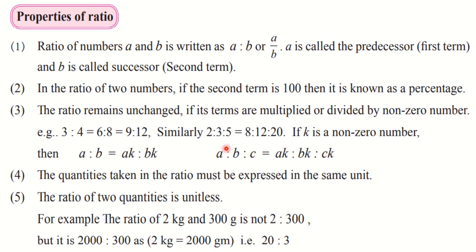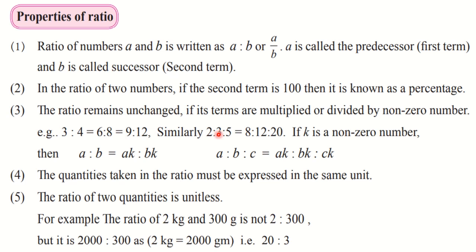Okay, you can take an example. 3 is to 4 is the same as 6 is to 8 is the same as 9 is to 12. That means here in the second case, both the numbers are multiplied by 2. 3 2s are 6 and 4 2s are 8. Then also the ratio is going to remain the same. If you multiply by 3, then also the ratio is going to remain the same. If you multiply by 100, then also the ratio is going to remain the same. That means you can multiply by any non-zero number, and the ratio is going to remain the same.